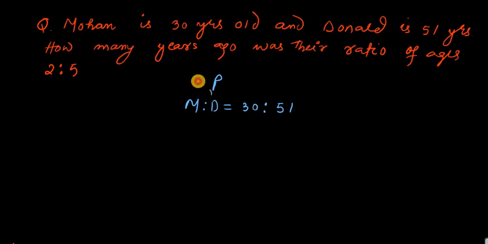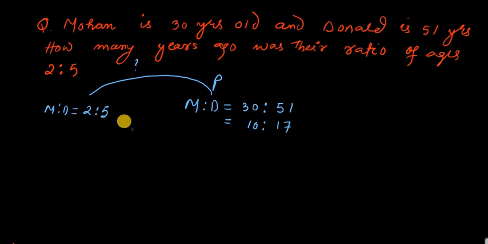In the past, the ratio of their age was 2:5, Mohan to Donald. In terms of ratio it is 2:5. So the ratio is 2:5. Let us take 3 10 is 30, 3 1 is 3, 3 7 21, 10 is to 17.